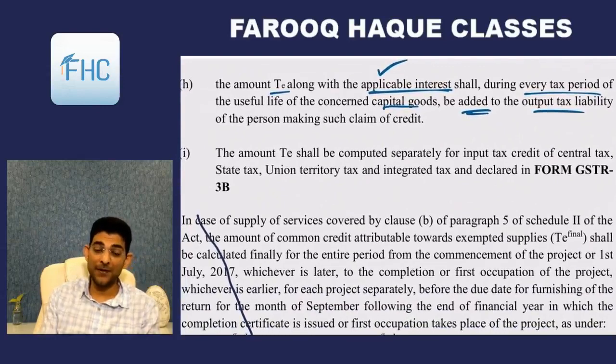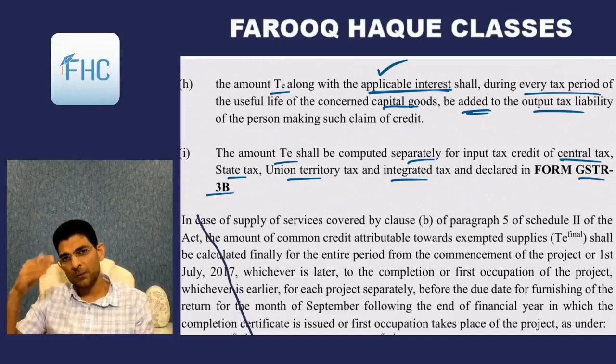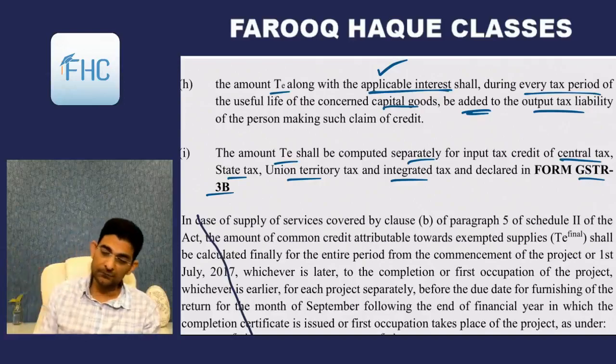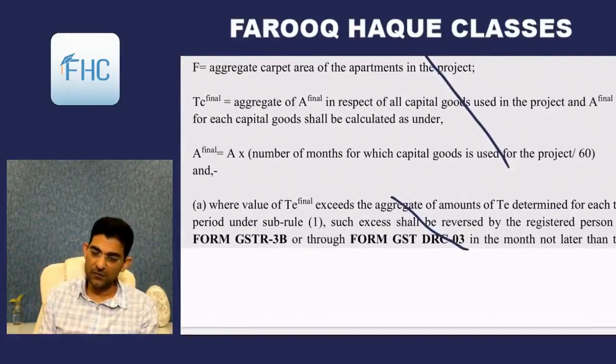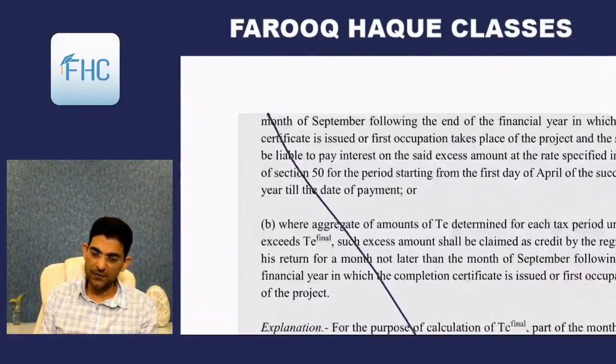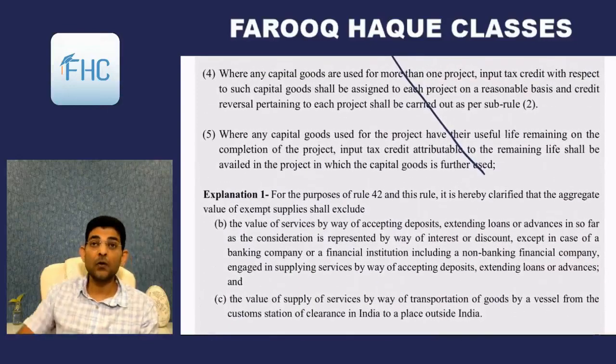But anyways, it's there. Then the amount TE shall be computed separately for input tax credit in respect of central tax, state tax, union territory tax and integrated tax, and declared in form GSTR 3B. Obviously, all these calculations that we make are separate for each type of tax. So we'll make 4 columns depending upon which tax credit we have, and then reverse it accordingly. Then subsection 2 is cut off, this whole thing, and 3, 4, 5 all cut off.